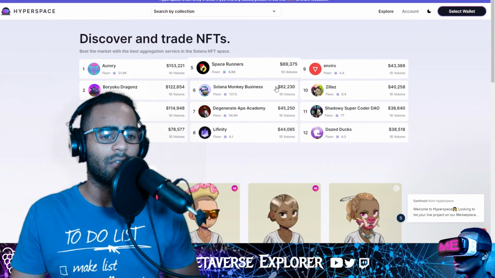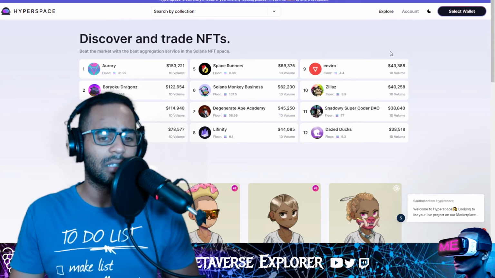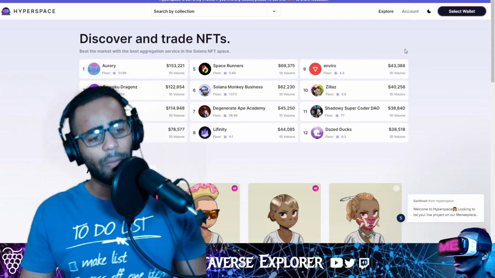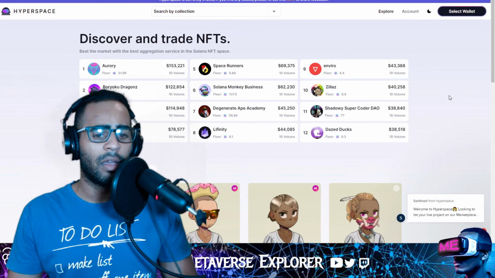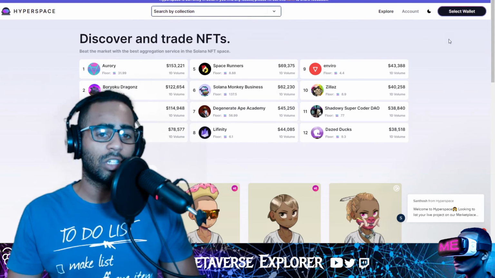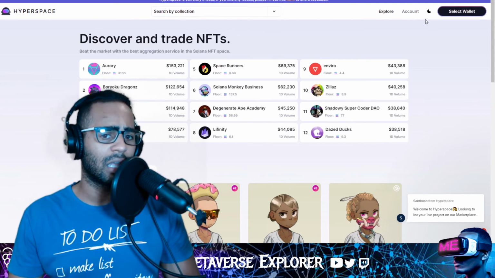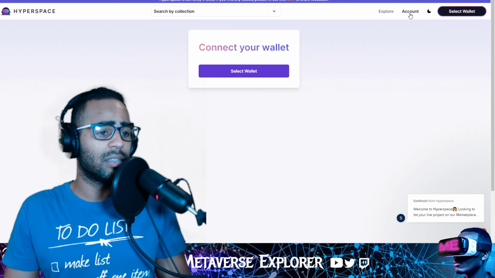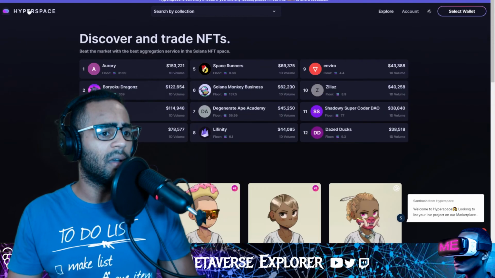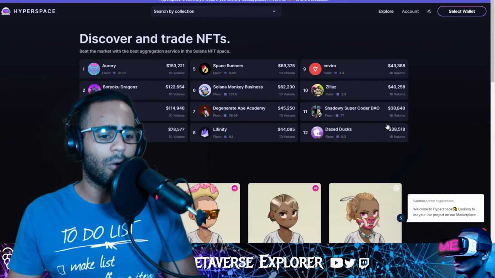And this is just the trading volume for 1 day. I want them to put little toggles here. 1 day, 6 days, 7 days, 1 month, and then maybe 1 year or so, just to see how everything's going. I'm surprised that Shadowy Supercoders is way down here. But they need to add a bit more functionality to this because you can't do much. You can explore. Once you click explore, this is just the home page. There's nothing else. You can go to your own account. You can see what NFTs you have, what floor price they are, but that's it. They do have a night mode, which is awesome, but it's still early days. It's in beta. If you find any issues, there's a form for you to fill out.